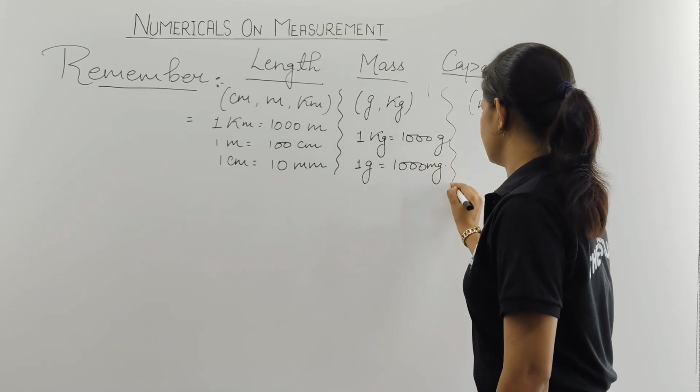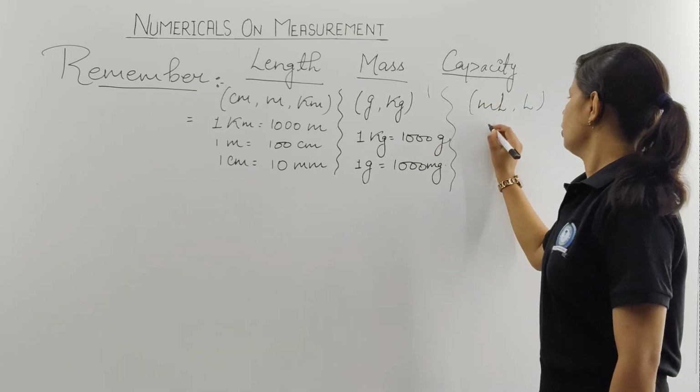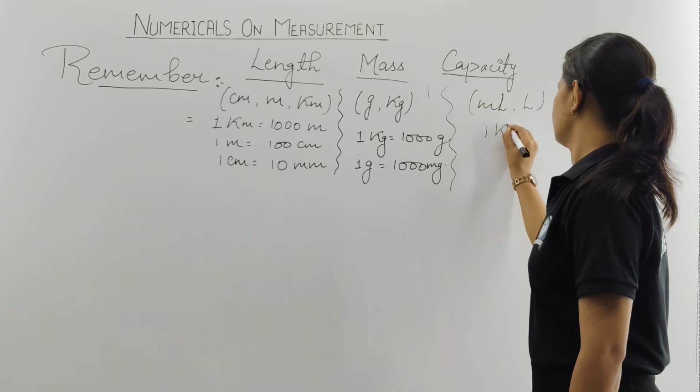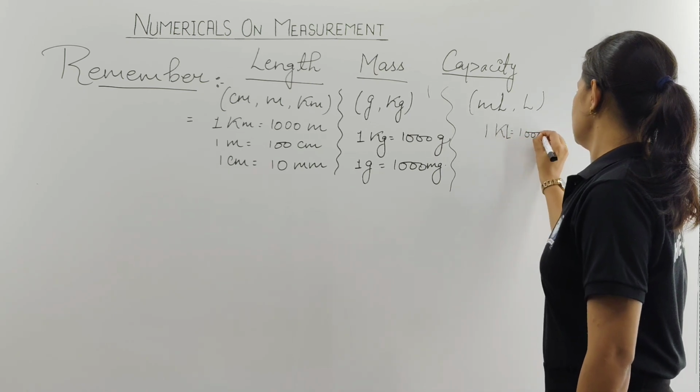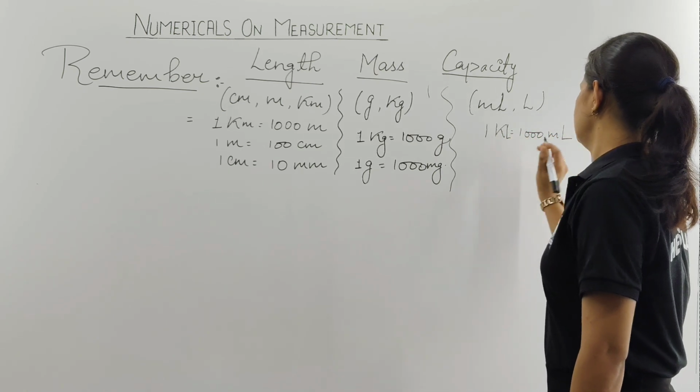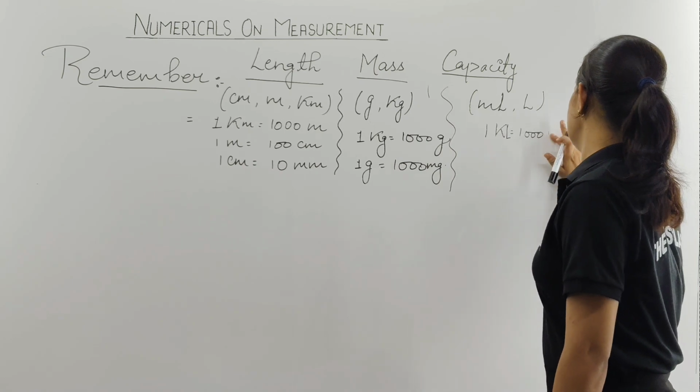We are going to divide once again. We have 1 kiloliter equal to 1000 liter.